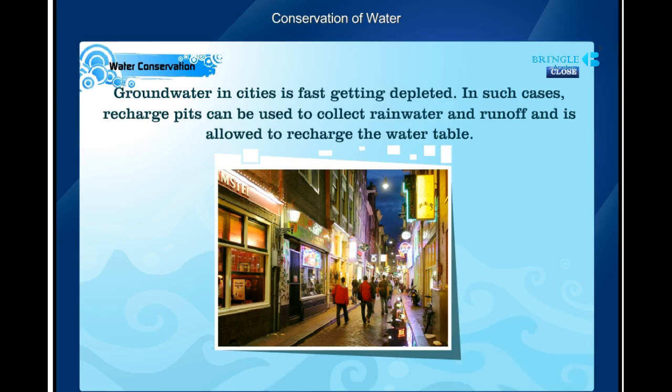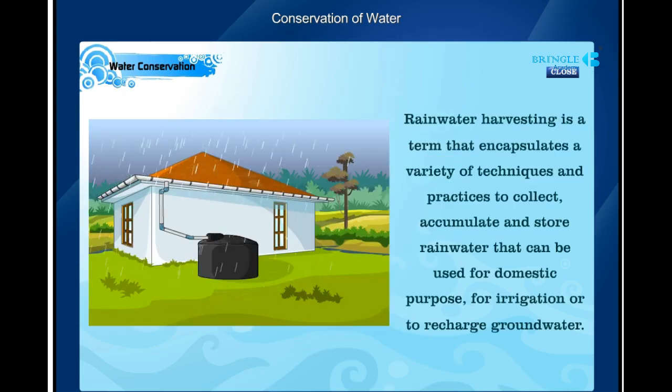In such cases, recharge pits can be used to collect rainwater and runoff, which is allowed to recharge the water table. Rainwater harvesting is a term that encapsulates a variety of techniques and practices to collect, accumulate, and store rainwater that can be used for domestic purposes, for irrigation, or to recharge groundwater.